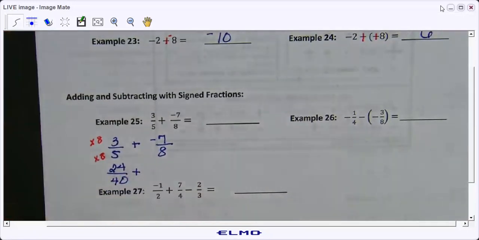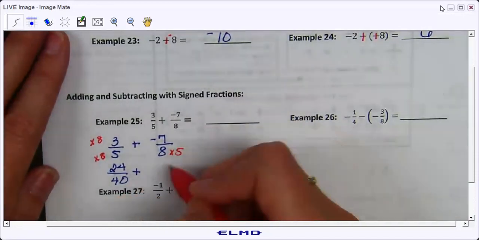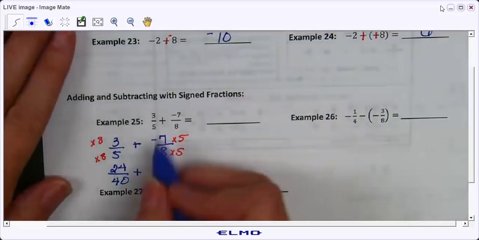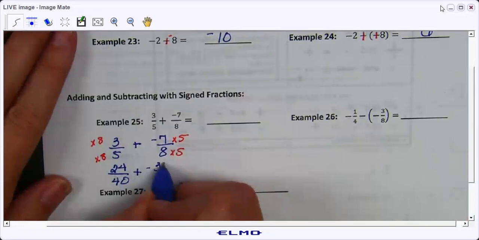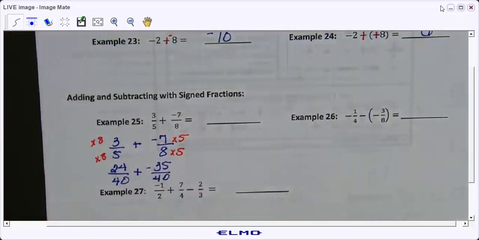Now I have to change my 8 to a 40, and I could do that by multiplying it by 5. Whatever I do to the bottom, I do to the top. And now this fraction becomes -35/40. Questions?